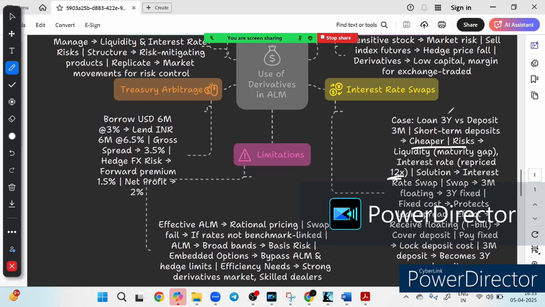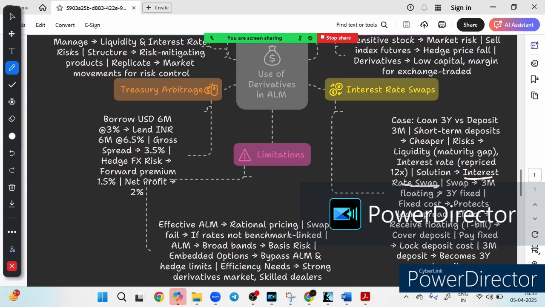Now you can see 3 years means how many months? 3 years means 36 months, and your deposit is just 3 months, so the deposit has to be repriced 12 times. So obviously it is exposed to the interest rate risk, and obviously liquidity risk is always there, right? So what is the solution? The solution is that you use an interest rate swap.